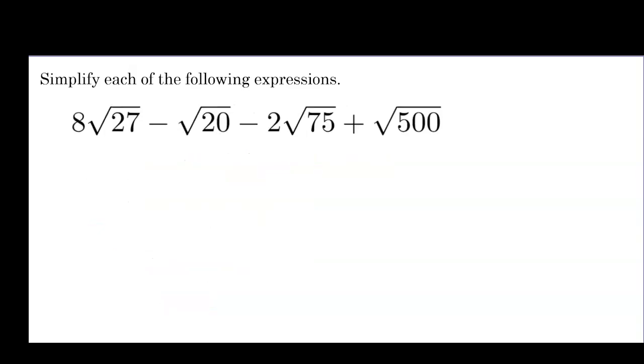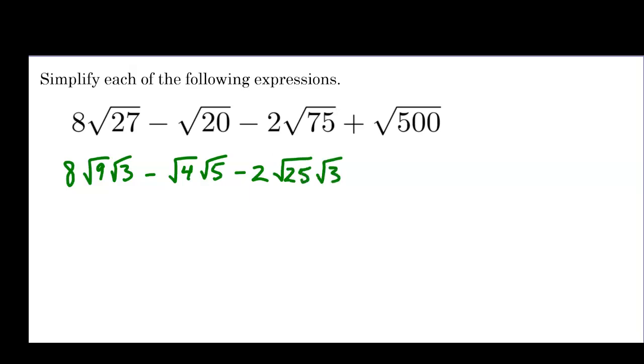Our last example, now we have 4 terms. Again, looking at all their radicands, none of them are the same. Doesn't seem like we have any like terms, but we can simplify all 4 of these. So we have 8 times the square root of 9 square root of 3 minus square root of 4 square root of 5 for the 20, minus 2 times square root of 25 square root of 3 plus the square root of 100 square root of 5.